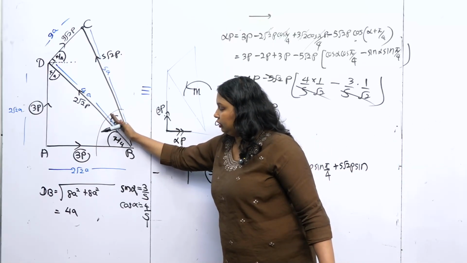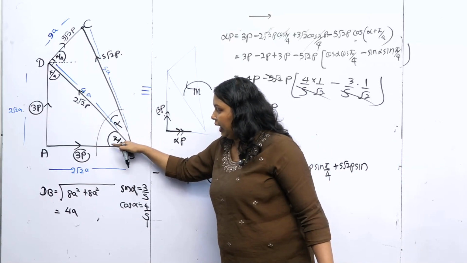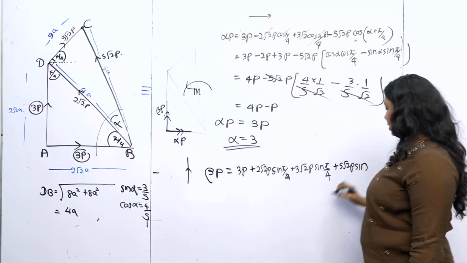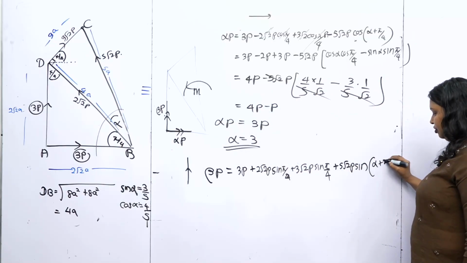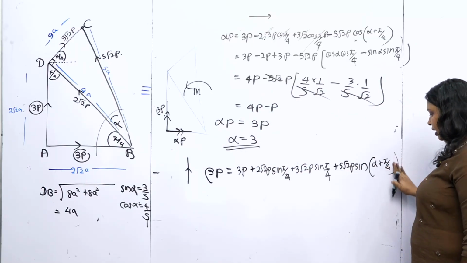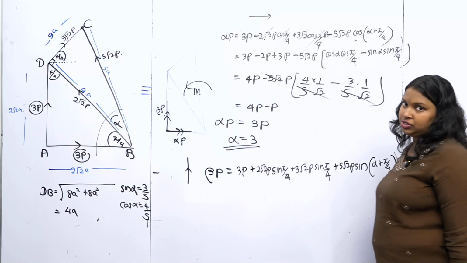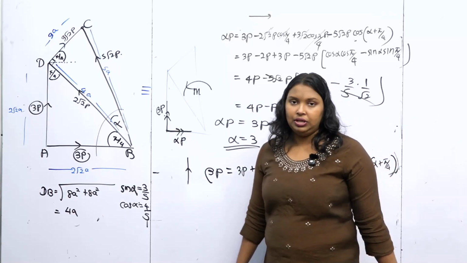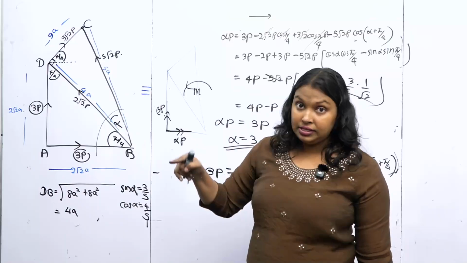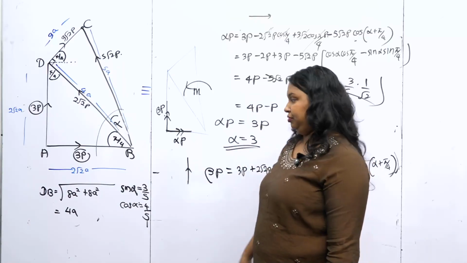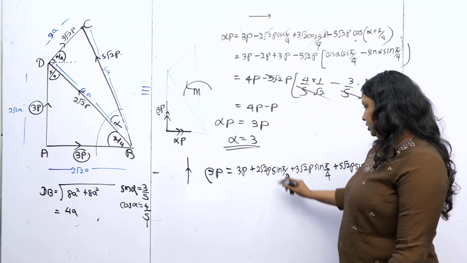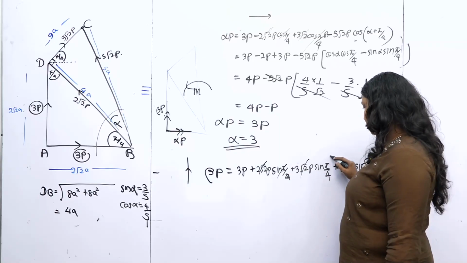Now yes, what is the component? How to get the component? Alpha plus 5/4, sin alpha plus 5/4. So there also you just write the alpha plus 5/4 equation. What is sin alpha plus 5/4? Sin alpha cos 5/4 plus cos alpha sin 5/4. Clear? Okay. √2 get cancelled, √2 get cancelled.